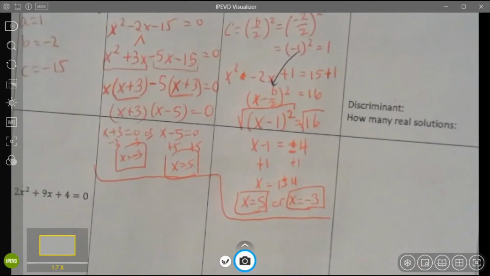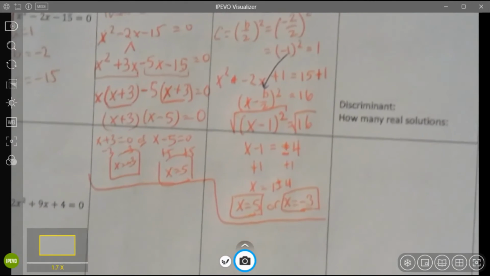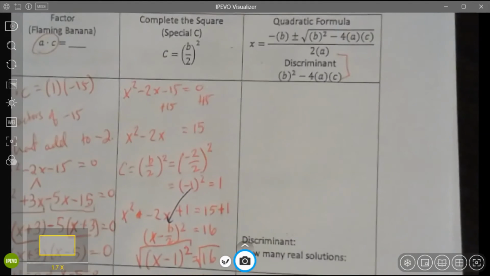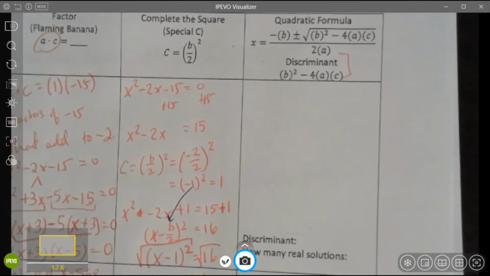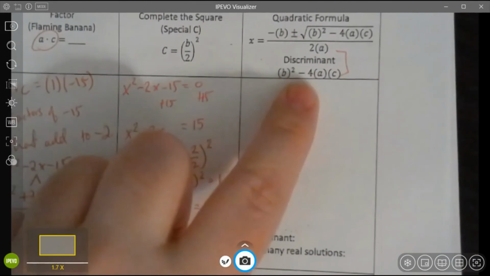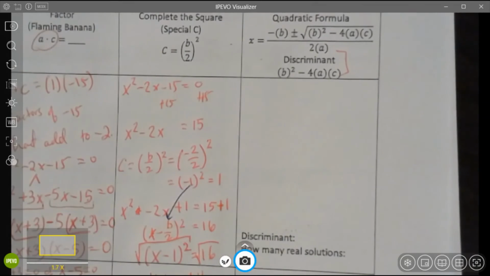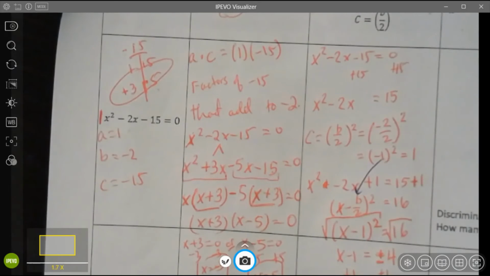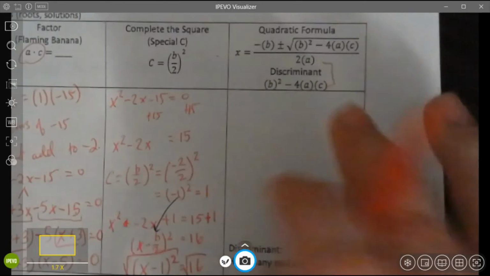The next part, we'll use the quadratic formula. So x equals negative b plus or minus the square root of b squared minus 4ac, all over 2a. And here's how we find the discriminant. So we already identified a, b, and c. A is 1, b is -2, and c is -15. So we're just going to plug those into the quadratic formula.